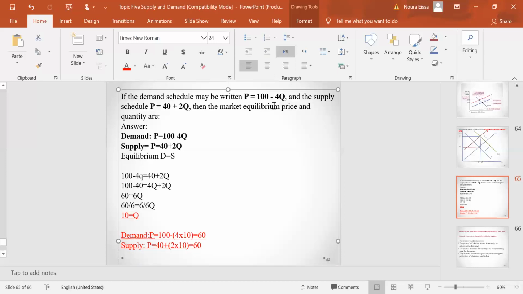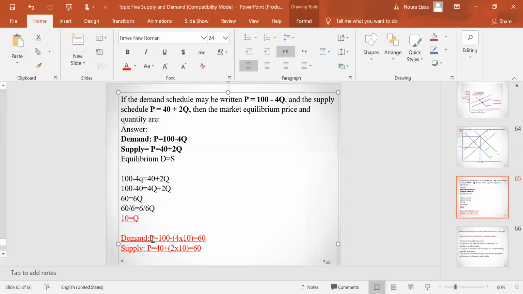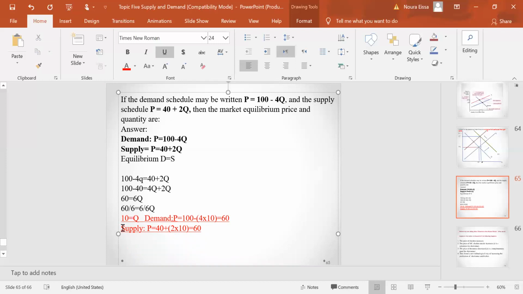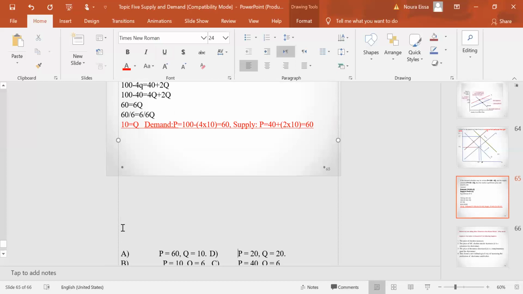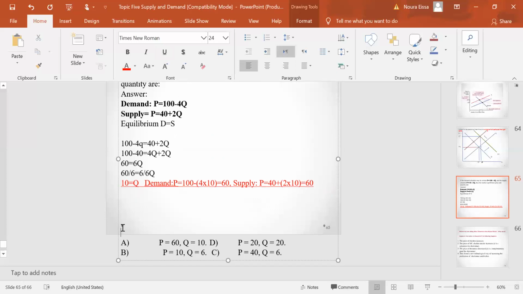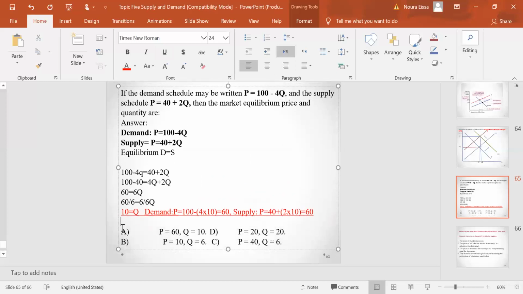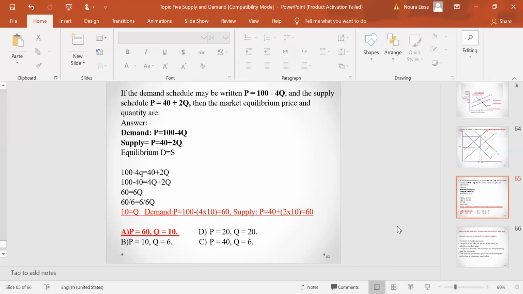So if we go back to our answers, let's put this here. Which is your right answer, A, B, C, or D? Let's see. Look at the answers. Q is 10 and P is 60. So your right answer is A. All right. I hope this is clear now. This is one of the questions that you should be able to answer.